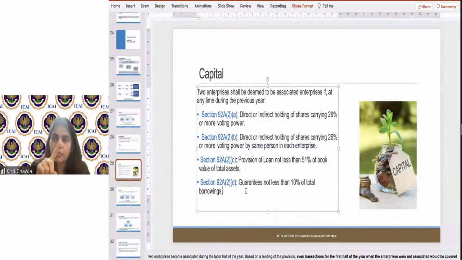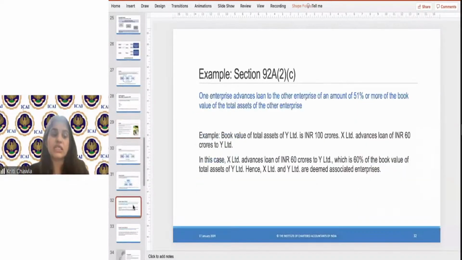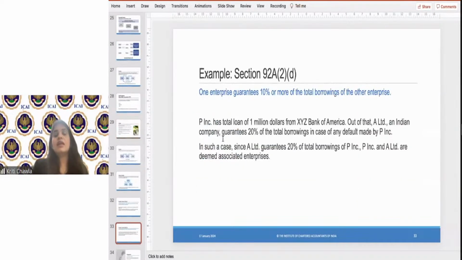So if another company gives a guarantee to the bank on behalf of another company, and that guarantee is 10% or more, then these two companies will become related to each other. Let's take an example here. Let's say that there is some company called P Inc., which has a total loan of $1 million and it's taking it from Bank of America.